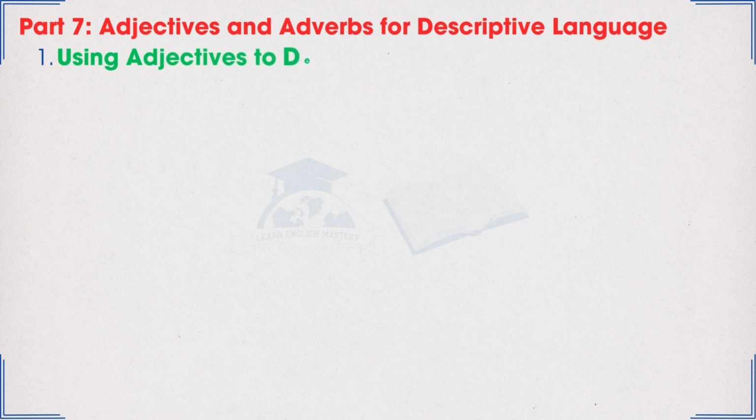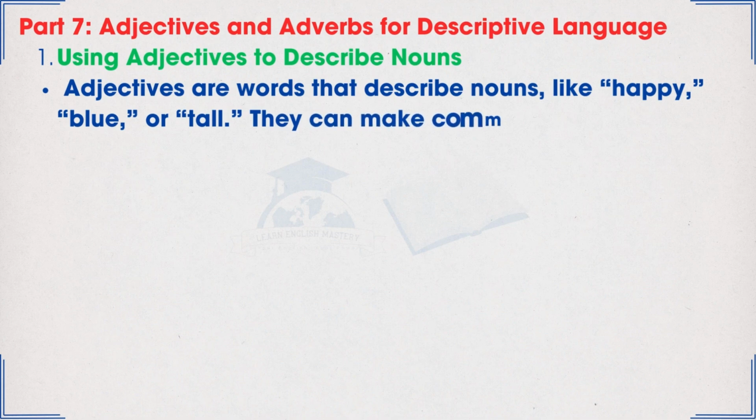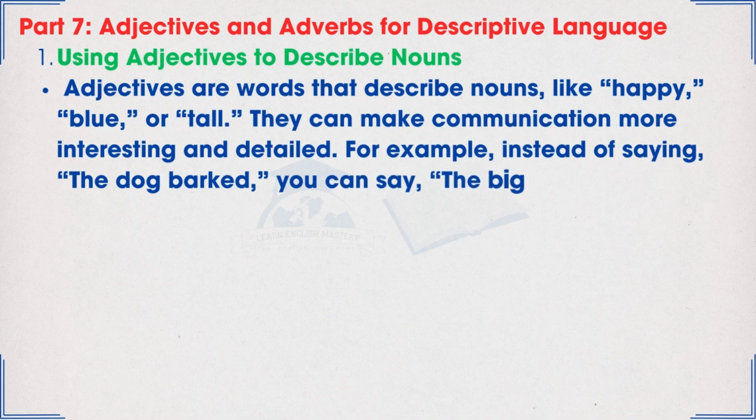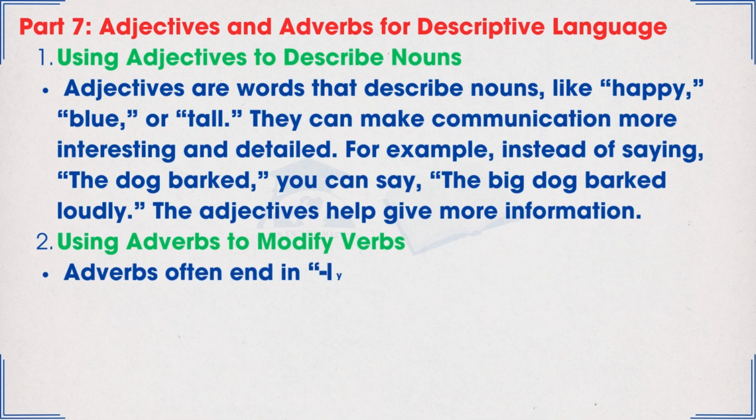Part 7. Adjectives and adverbs for descriptive language. 1. Using adjectives to describe nouns. Adjectives are words that describe nouns, like happy, blue, or tall. They can make communication more interesting and detailed. For example, instead of saying, "The dog barked," you can say, "The big dog barked loudly." The adjectives help give more information.